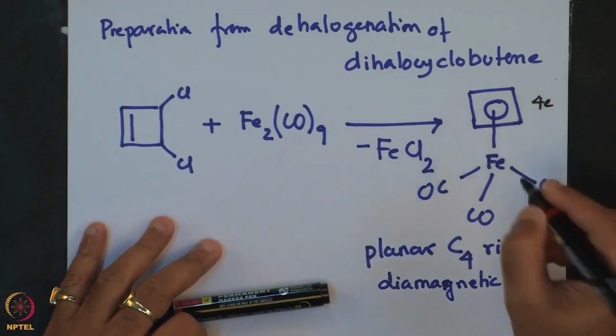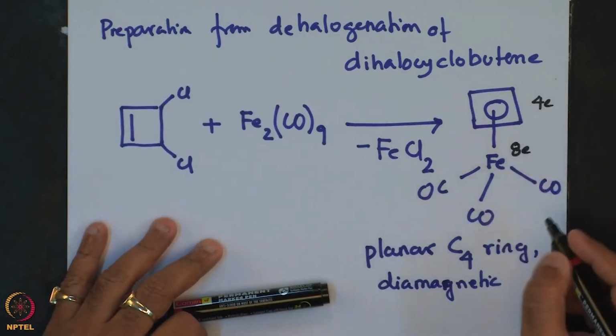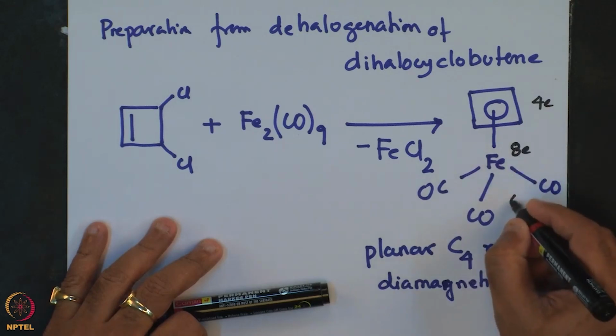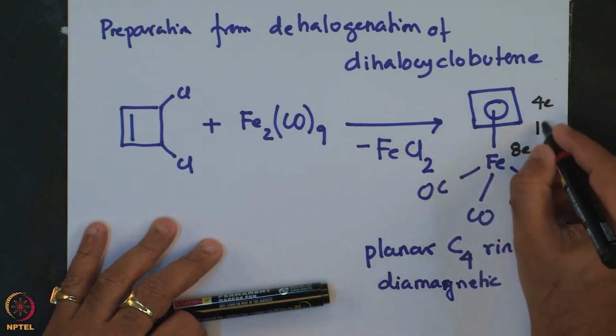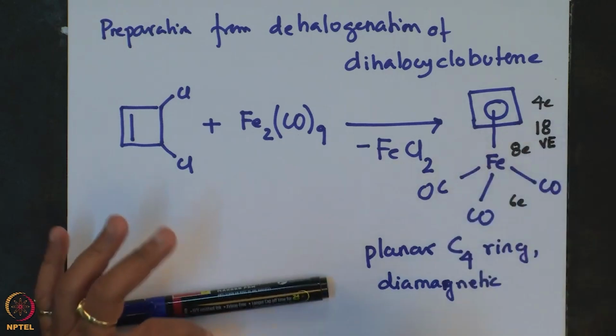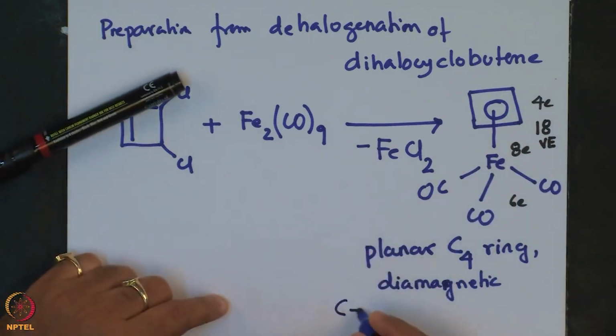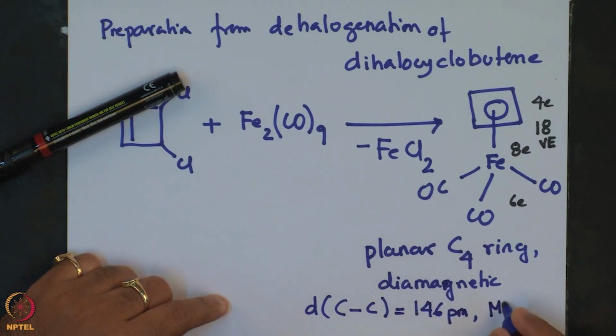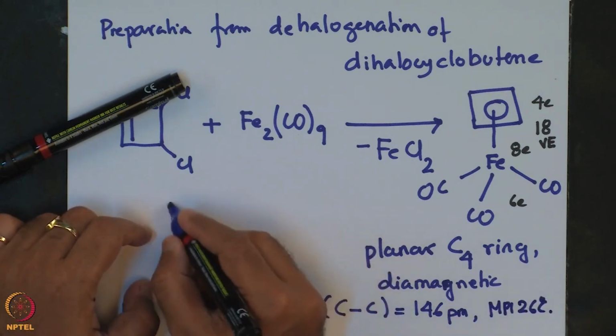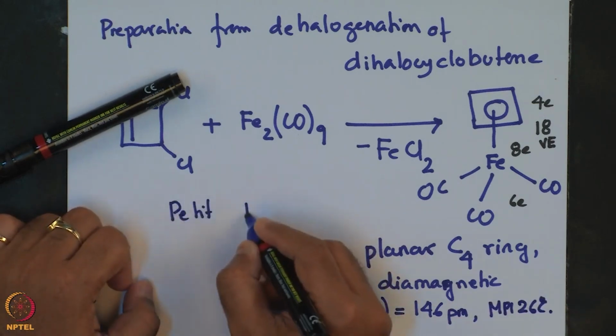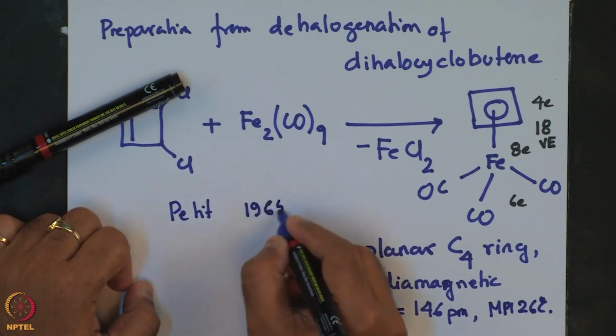so 4, 8, 12 and 6 from 3 COs. This is an 18 valence electron compound and hence very stable. It has a CC bond distance of 146 picometer and a melting point of 26 degrees centigrade. This was synthesized by Petit in 1965.